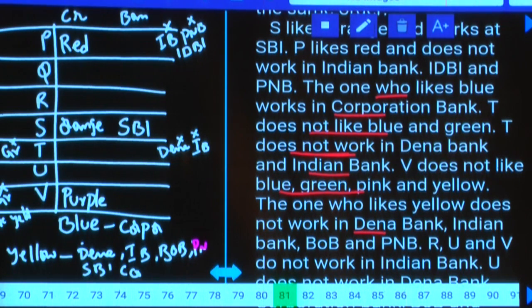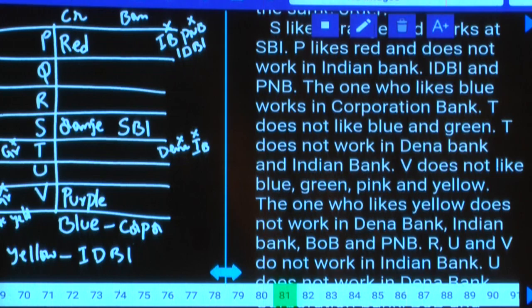Hence 1, 2, 3, 4, 5, 6 banks were ruled out. Then what is left over here? Now the one who likes yellow must work in which bank? The leftover, that is IDBI. Hence the one who likes yellow must work in IDBI. Clear now? With the help of this information we can finalize the one who likes yellow, isn't it? And that person must work in IDBI. Hence blue Corporation and yellow IDBI were there.